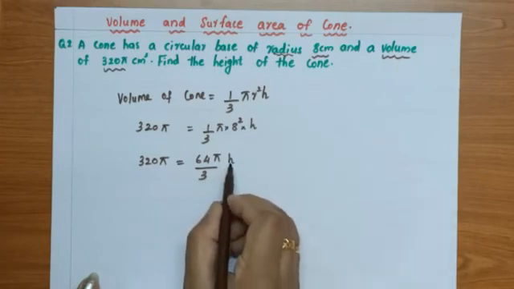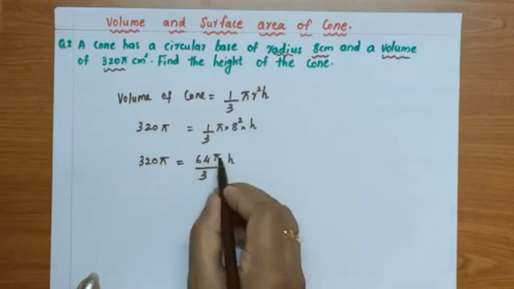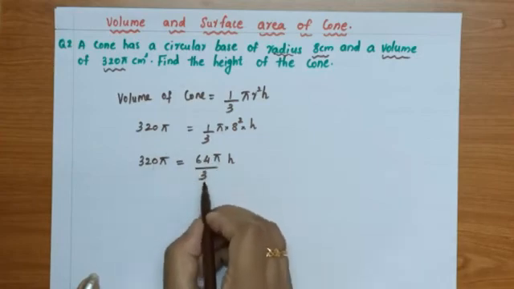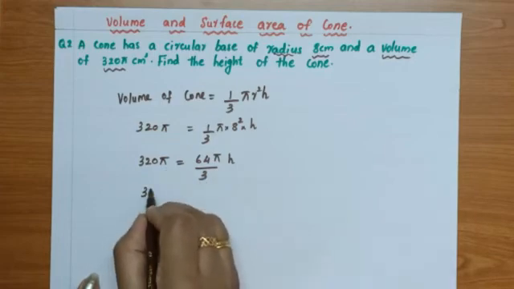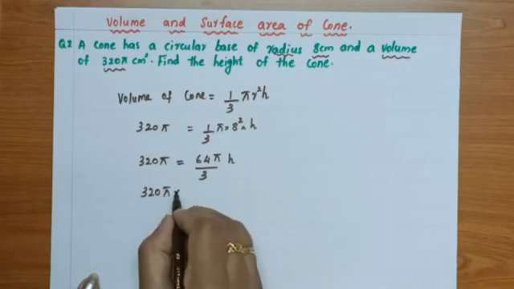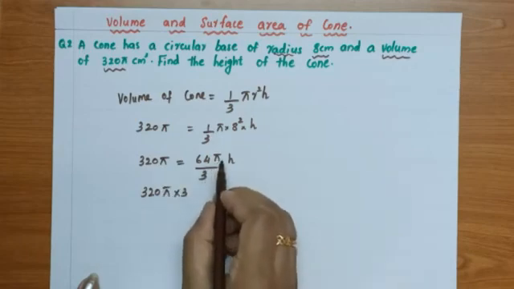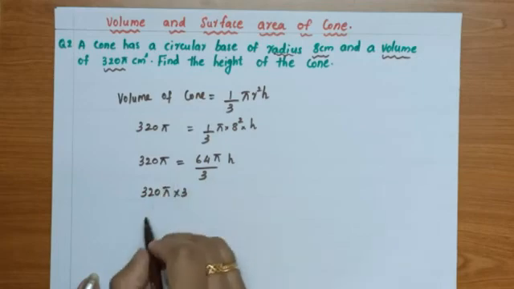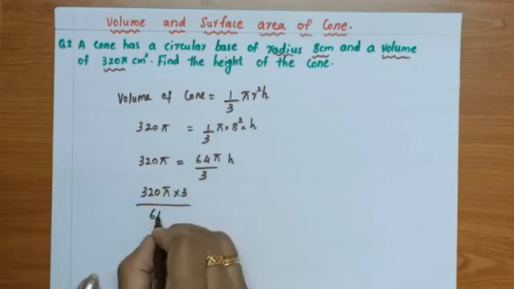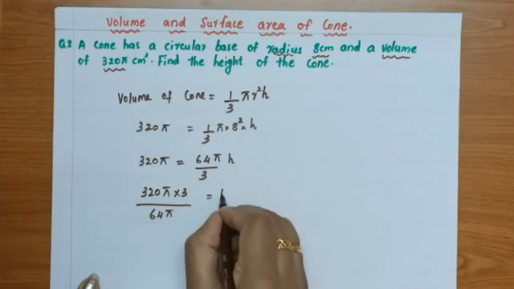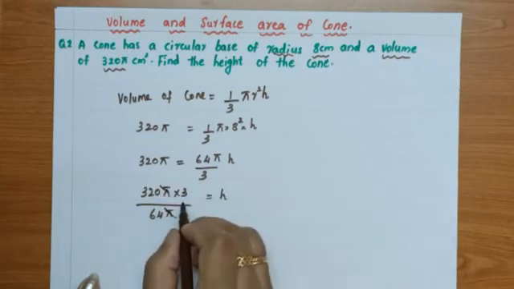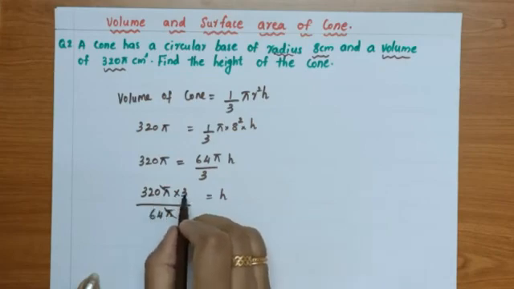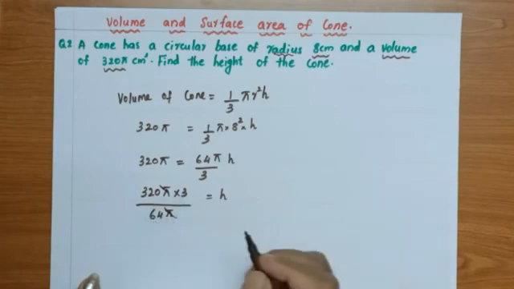Then for finding the value of h, we have to take all the other terms to the other side. Here 64 pi divided by 3, so we take the 3 to the other side. Division going to the other side will become multiplication. 64 pi multiplied by h. Multiplication going to the other side will become division, equal to h. Pi and pi we can cancel. 320 into 3 divided by 64.